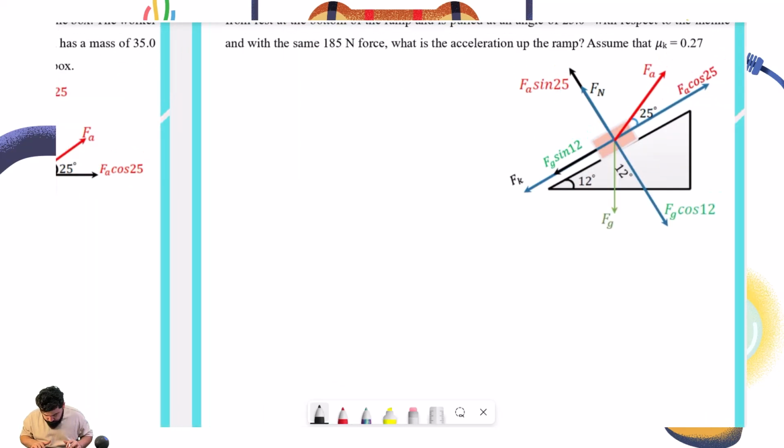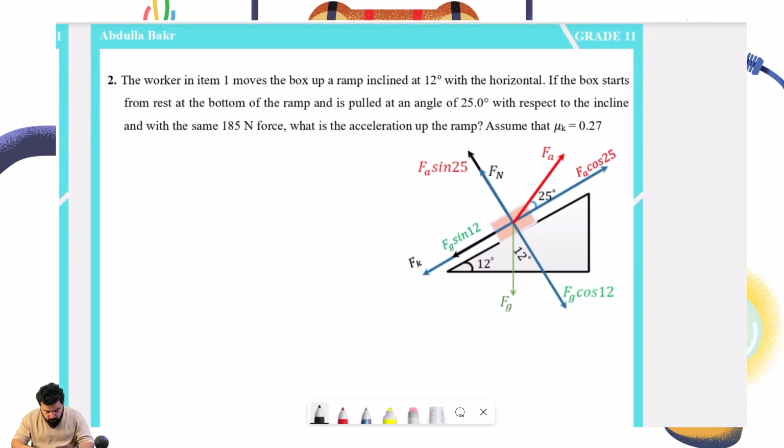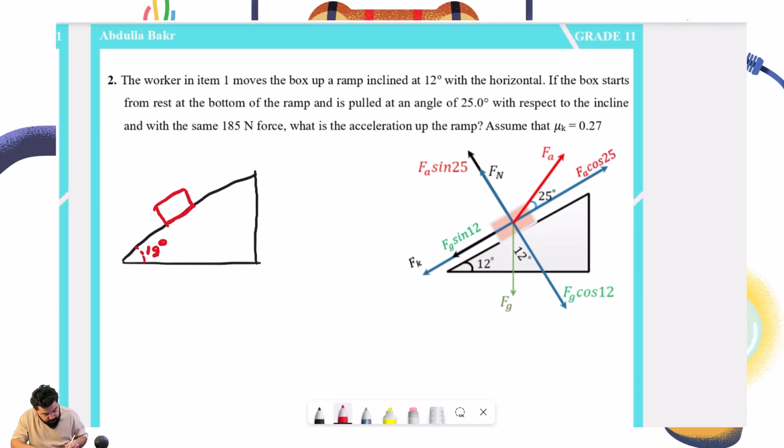Question 2 says the worker in item 1 moves the box up a ramp inclined at 20 degrees with the horizontal. So this time, this guy doesn't stop. The inclined plane has an angle of 20 degrees, and this is the box. I told you to always draw Fg and Fn, because these two forces we always have, no matter what.